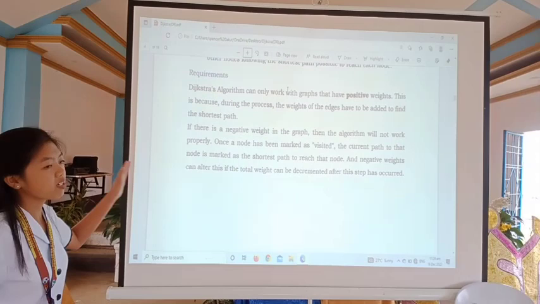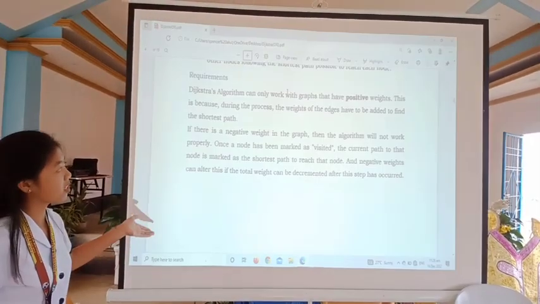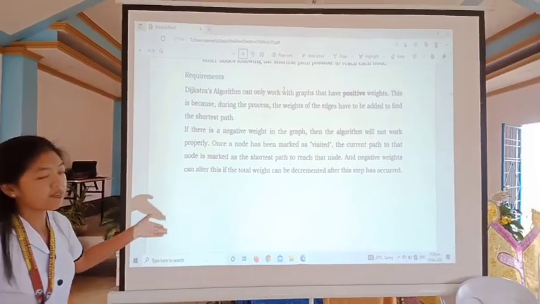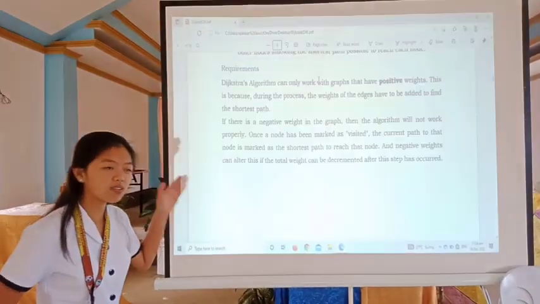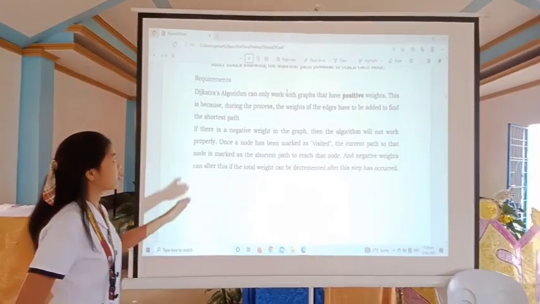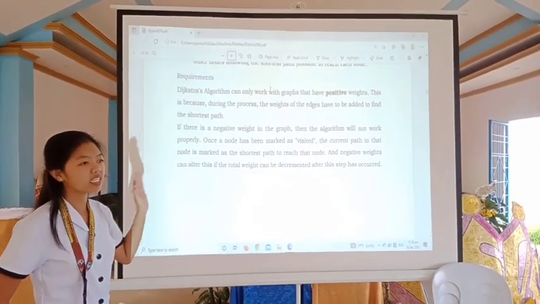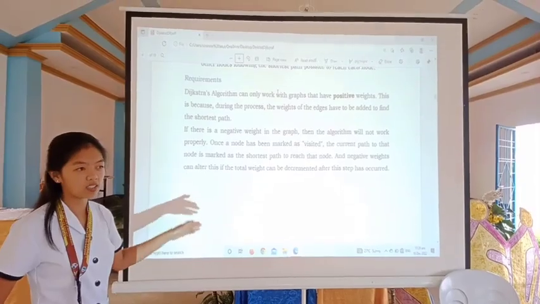Therefore, as a requirement, it is very important that our graph has positive weights, because if it has a negative weight, then it does not work. Then Dijkstra's algorithm is not applicable to that type of graph.